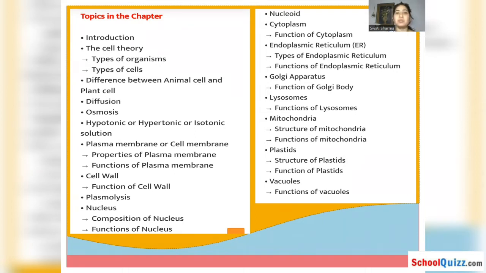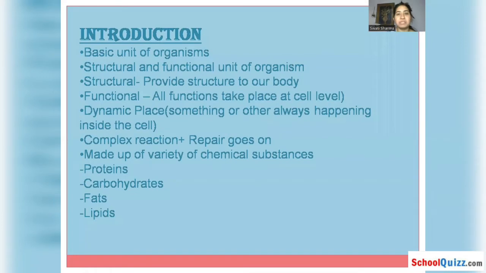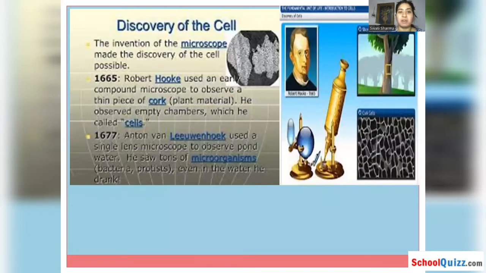But before moving to that portion, let's revise what we have studied till now. So the cell basically is the structural and functional unit of organisms, and it is a dynamic place. The cell is made up of various types of biomolecules such as proteins, carbohydrates, fats, and lipids. The cell was discovered by Robert Hooke after the invention of the microscope, and he observed the cells in cork taken from a plant.